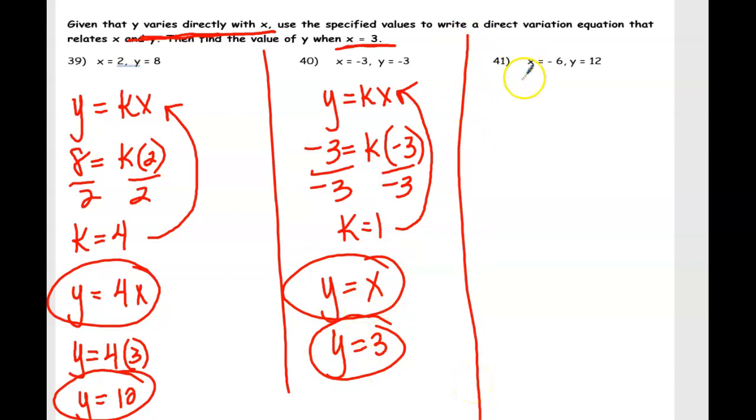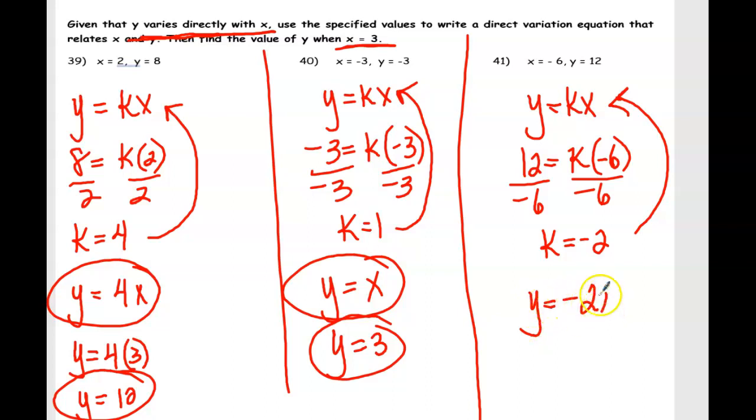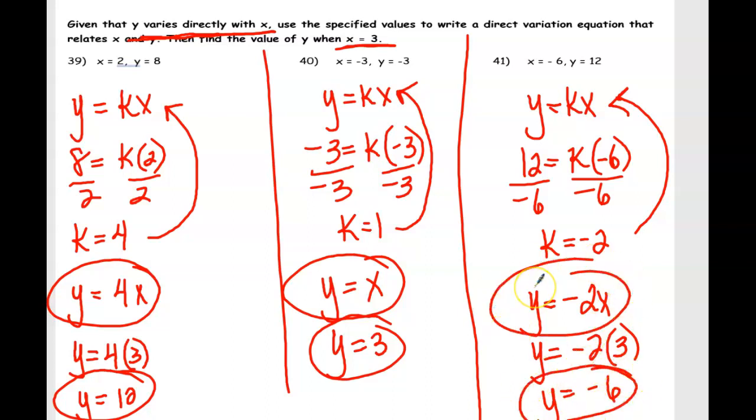Okay, again, y is varying directly with x, so y is equal to kx. Our y is 12, is equal to k times -6. We divide both sides by that -6, and our k is -2. We take it, we plug it back in, y is equal to -2x. And now we make our prediction. So y is equal to -2 times 3. Our y is -6. Okay, so there's our two answers.